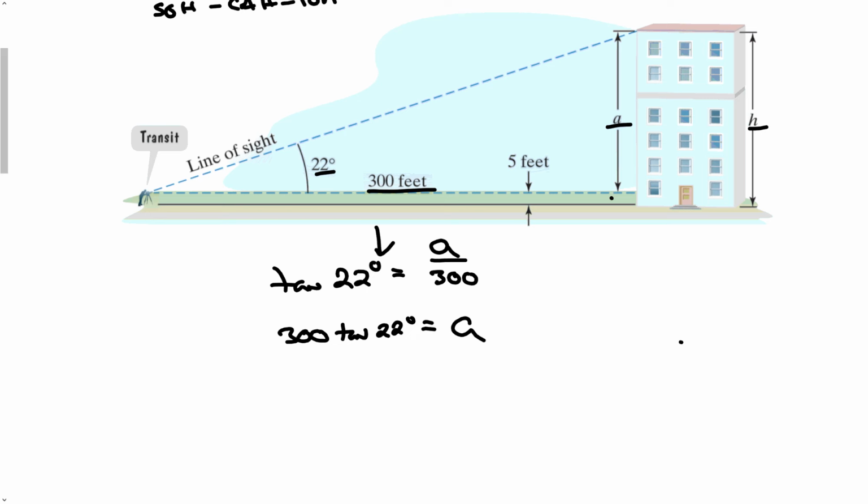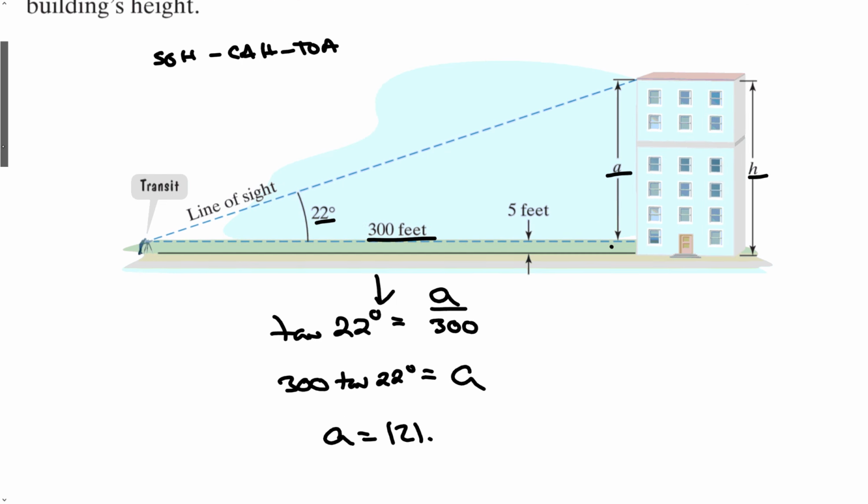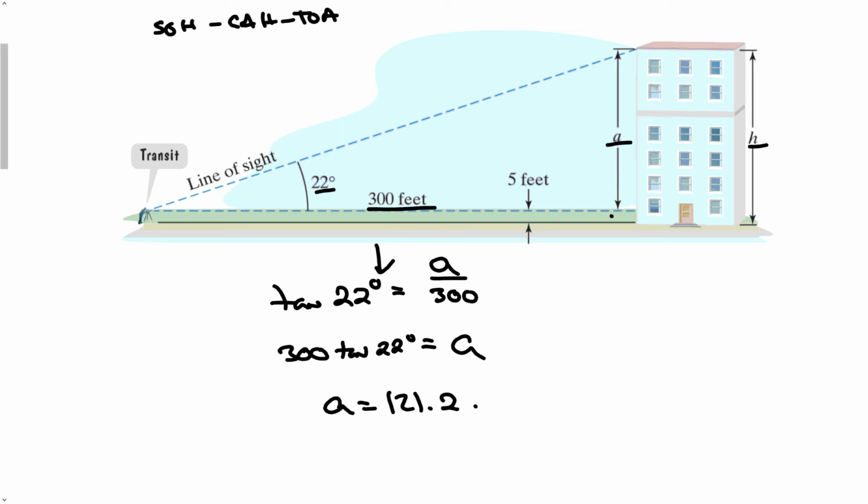So you really need to know how to change your calculator back and forth from degrees to radians. And I have to do that right now because my calculator is in radians. Okay, so flip it back to degrees, and I'm going to take 300 times the tangent of 22. And you should get that A is equal to 121 point, what does it say to round to? Doesn't say, whatever. We'll round to 1 decimal, 20.2 feet.